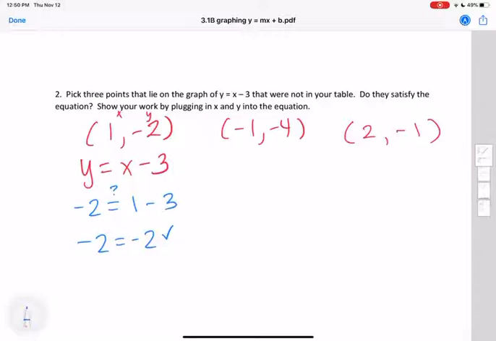So hopefully these all work out, okay? Because we already said that they satisfy the equation because they're on the line, right? Now you go ahead and try the next 2. So hit pause, plug them into your equation, make sure that they work. And if they don't, go back and double check your signs, okay? So go ahead and hit pause, come back when you're ready.